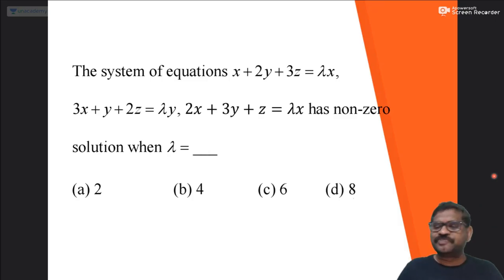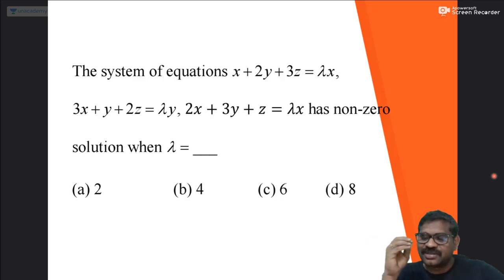Right? Observe this problem. The system of equations x plus 2y plus 3z equal to lambda x, 3x plus y plus 2z equal to lambda y, 2x plus 3y plus z equal to lambda x has a non-zero solution. First, my question is: is it a homogeneous system or non-homogeneous system? Clearly, you know the concept. Now tell me, is it homogeneous or non-homogeneous?